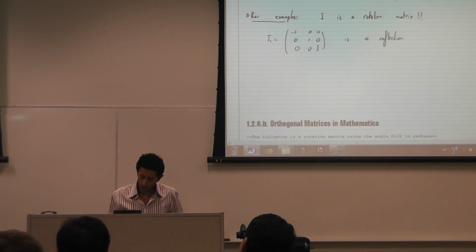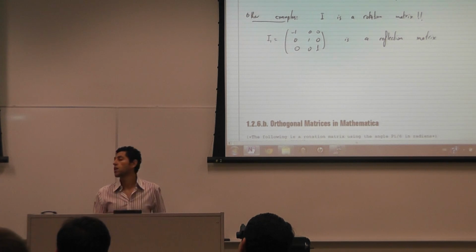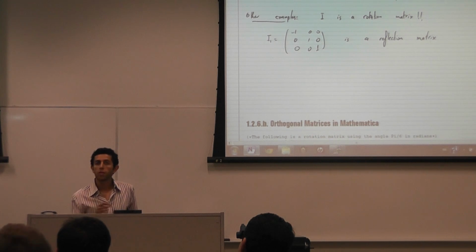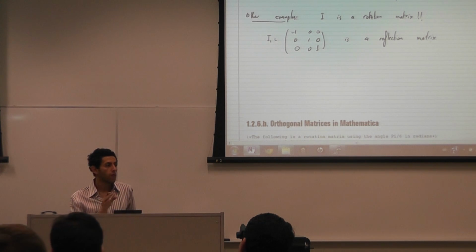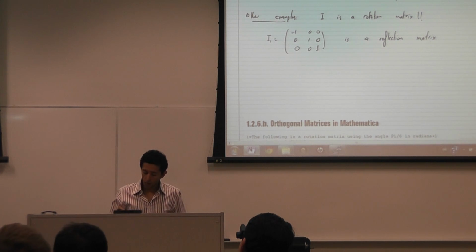What does it do? It takes a vector and takes its x component and gives you the negative of its x component. So if you have any object, it gives you the mirror image of that object through the plane E2 and E3.